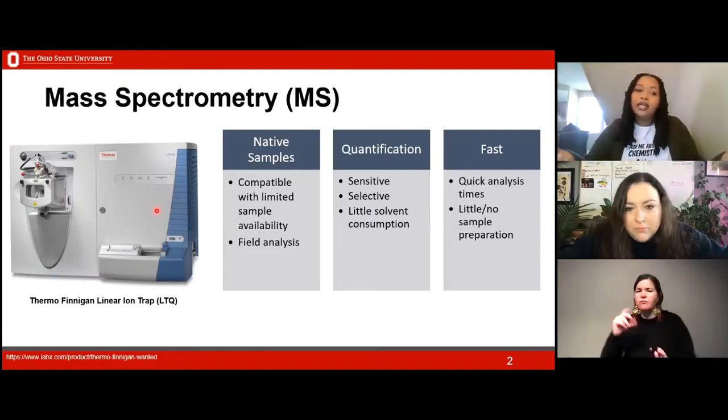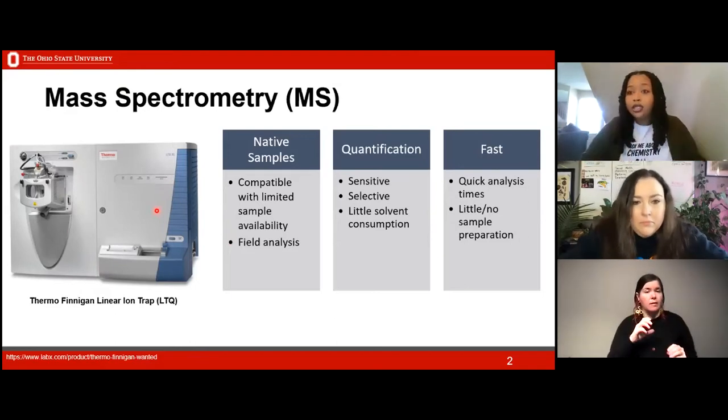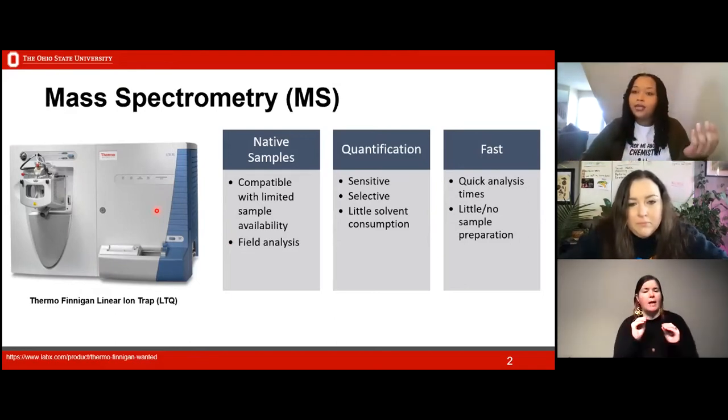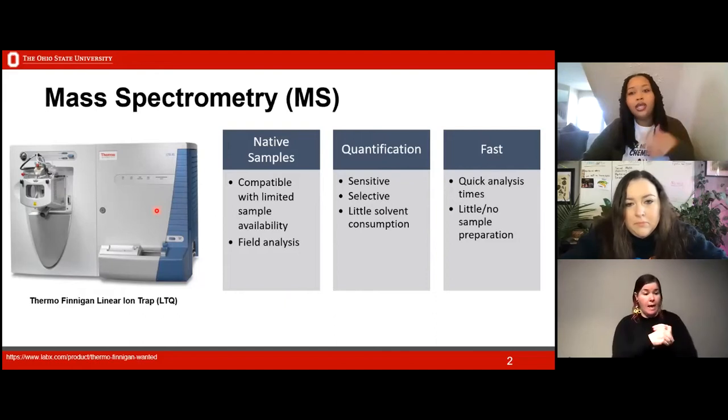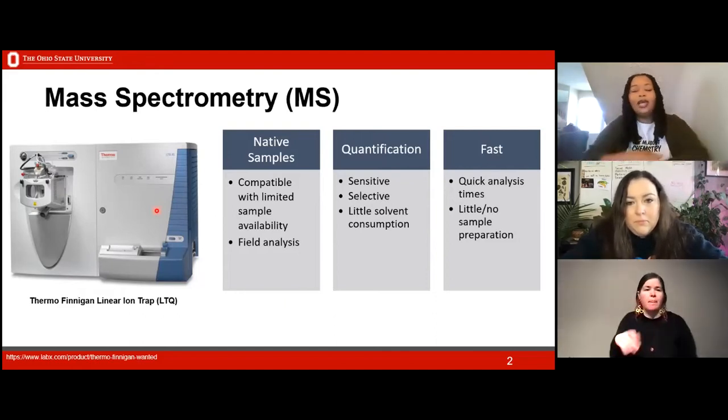But what mass spec does is you can do what's called ionization. So you can give it a charge. You can add something to it, which will give you a positive charge, or take something off of it, which gives you a negative charge. So that's just the bare bones of what mass spec does.